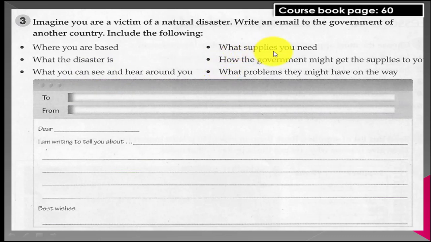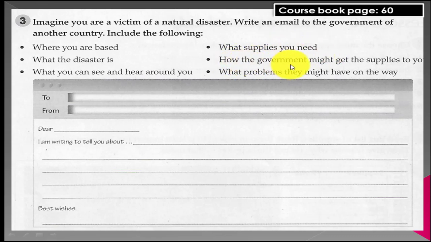What supplies do you need? Tell them what you need. Do you need, for example, fresh water? Do you need bread, rice? Do you need batteries, torch, clothes, tents? What kind of supplies do you need?